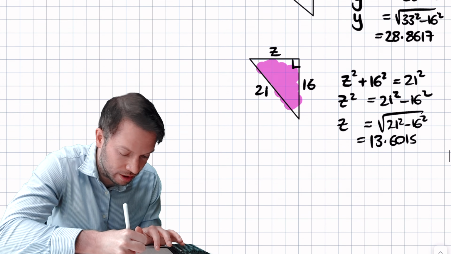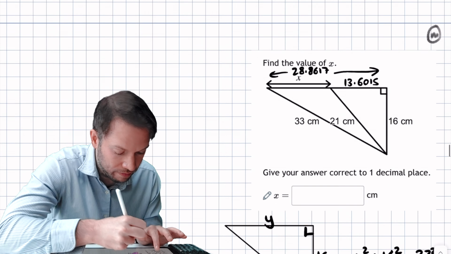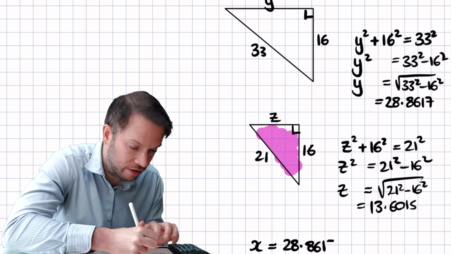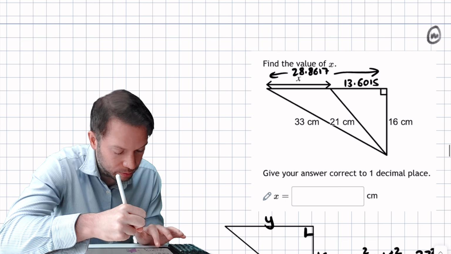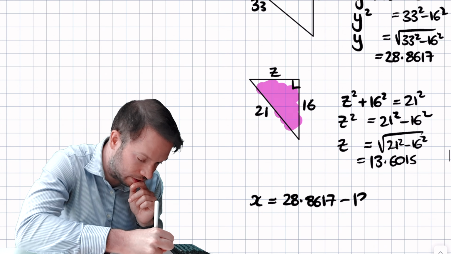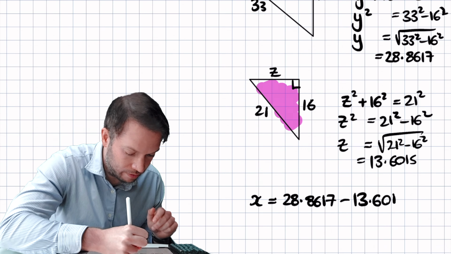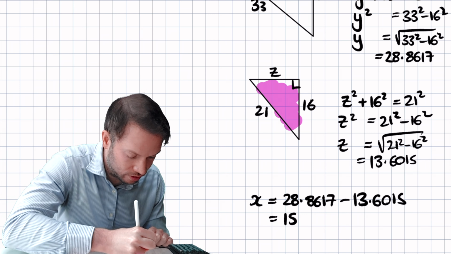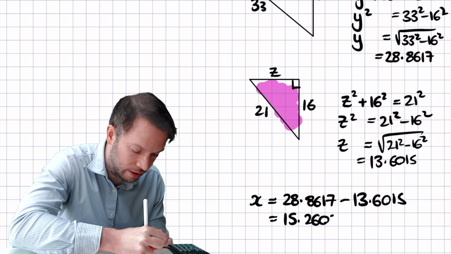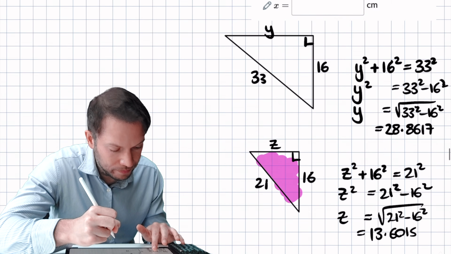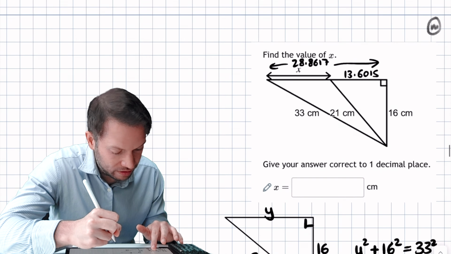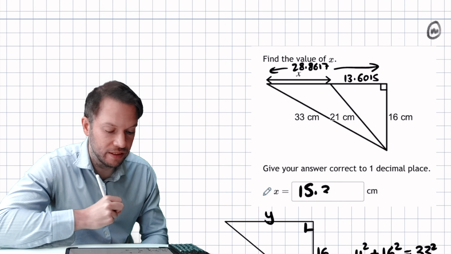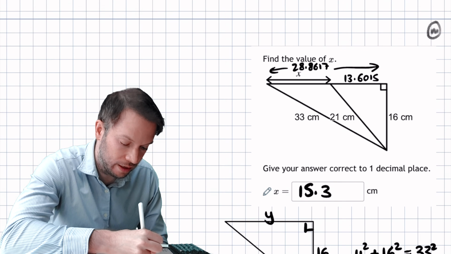So x is going to be the total length at the top, which is 28.8617. Subtract the length on the right, which is 13.6015. And if you do that, you get 15.2602. I presume that's in centimetres. So we want the answer to one decimal place. So x we worked out was 15.3 centimetres. And that is the final answer.